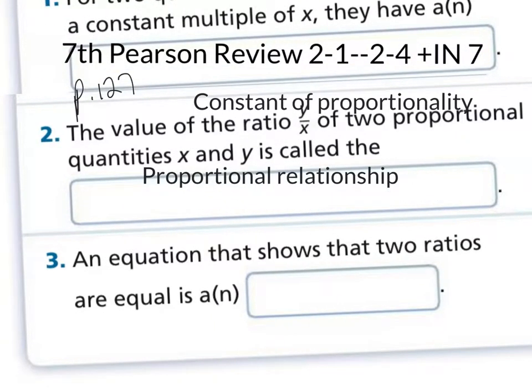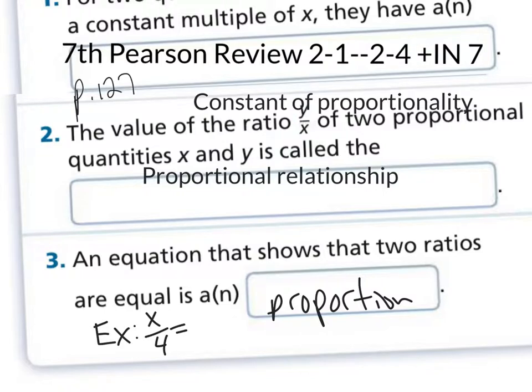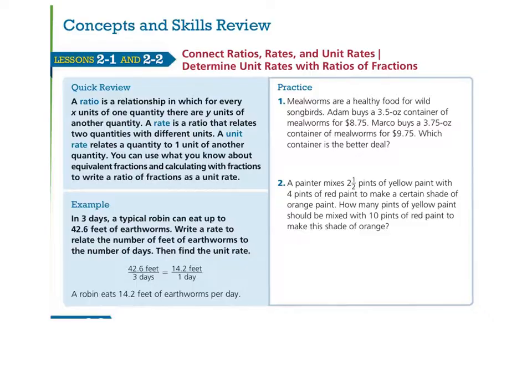And number 3, an equation that shows two ratios are equal is called a proportion. So for example, if we have x over 4 equals 3 over 8 or something like that, that's a proportion, an equation stating that they're equal. So if we look at the first part of topic 2, they kind of combined these into one. We've got ratios, rates, unit rates, and we can have things with fractions too.